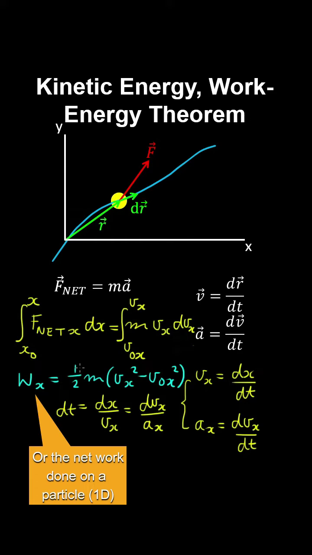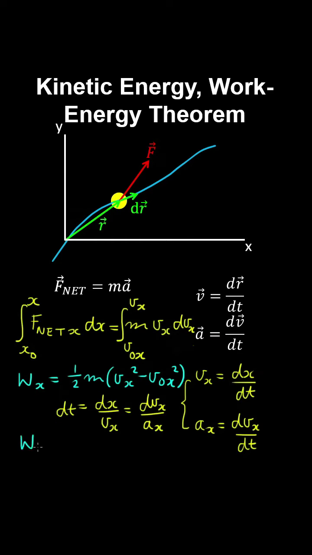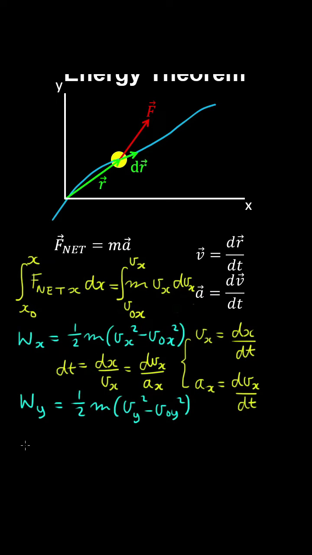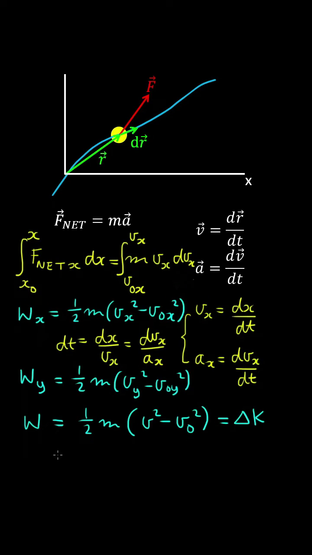Now if we followed the same procedure in multiple dimensions, you get the following expression, and then summing these together, you'll get the work done by the forces acting on a particle in multiple dimensions is equal to the change in its kinetic energy. So here we have the squared magnitudes of the vectors, which is the same as the dot product between a vector and itself.